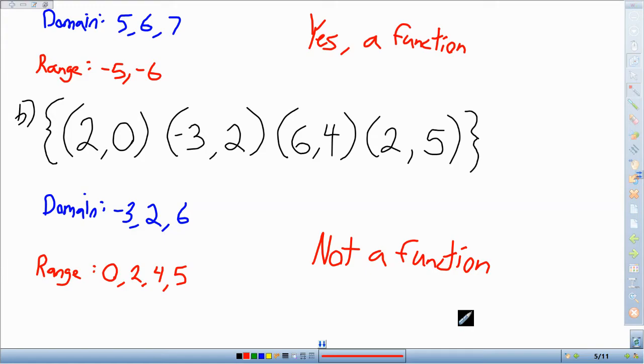Okay, so kind of a weird idea whether something's a function or not, but that's how it works. Just look to see if there's repeated inputs and make sure that number next to it is different, and then you'll say, oh, not a function. Okay, so let's keep moving.